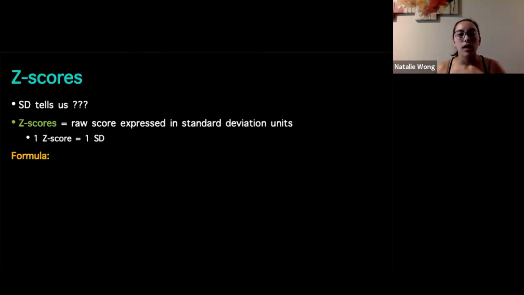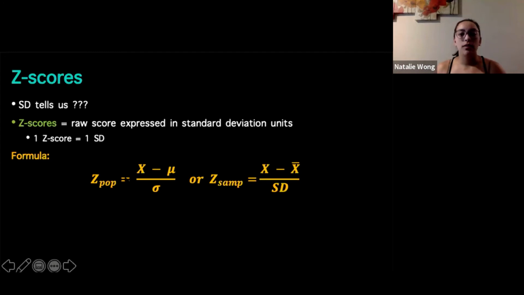Okay. When we calculate it, for a population versus a sample, it's the same calculation, so there's no degrees of freedom to consider. But what changes is the symbol. So we're primarily going to be working with the sample z-score. So basically, this is going to be the raw score of interest minus the mean of the sample divided by the standard deviation of the sample.